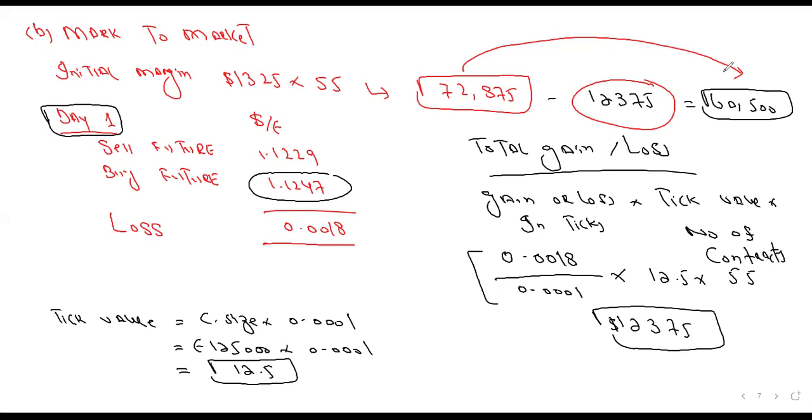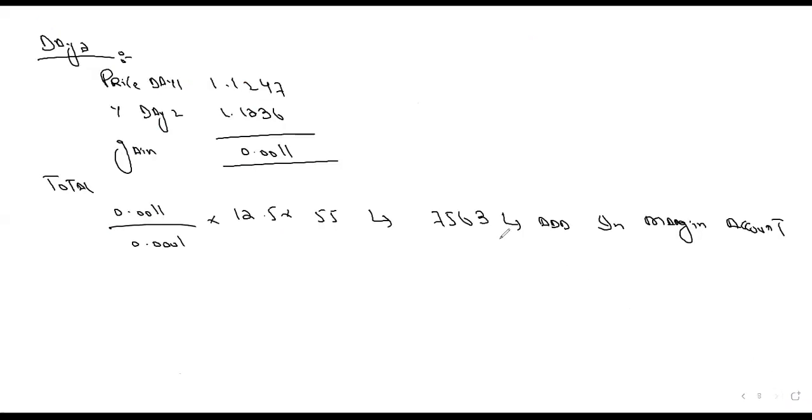This call is known as a margin call, and the balance you are paying is known as the variation margin. On the second day, this was a profit. This will be added to the margin account balance, and the profit you can withdraw in the form of cash as well. So this was all about your first question.